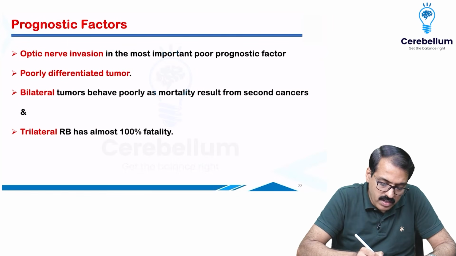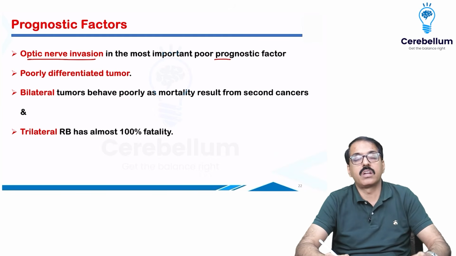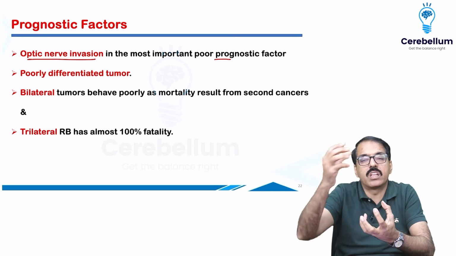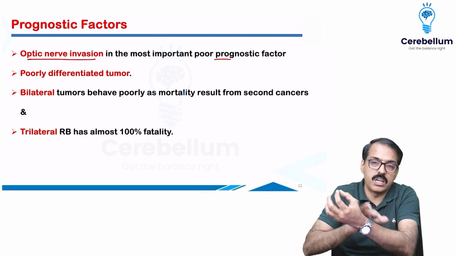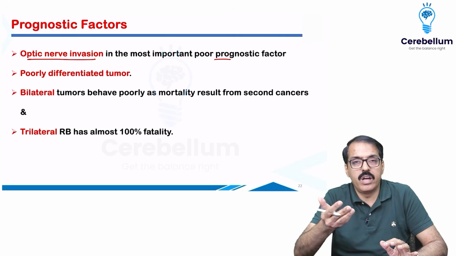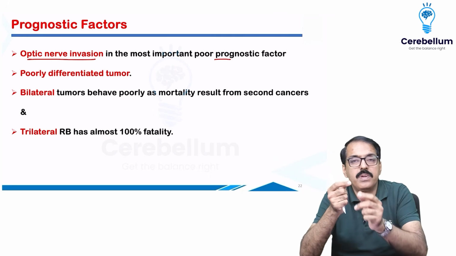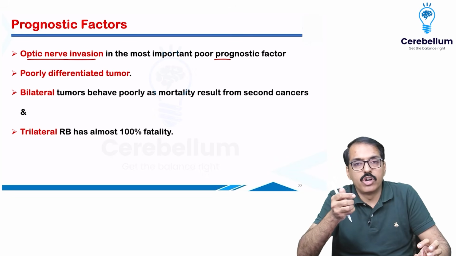If we talk about prognostic factors, optic nerve invasion is the most important poor prognostic factor. So whenever we enucleate the eye, we make sure that we take a large optic nerve stump. At least 10 millimeters or beyond is required, and the optic nerve stump is sent for histopathology to see whether there is optic nerve involvement or not.